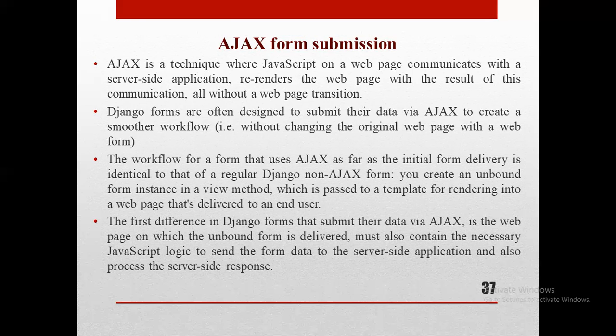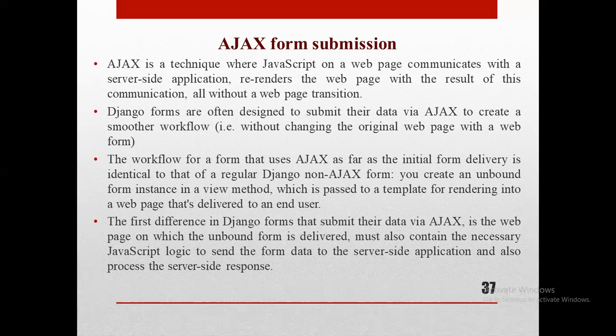to Django. The workflow for a form that uses Ajax, as far as the initial form delivery is concerned, is identical to that of a regular Django non-Ajax form: you create an unbound form instance in a view method, which is passed to a template for rendering.